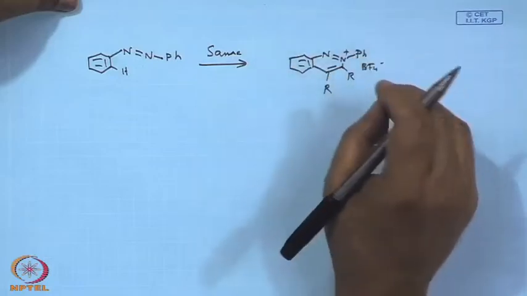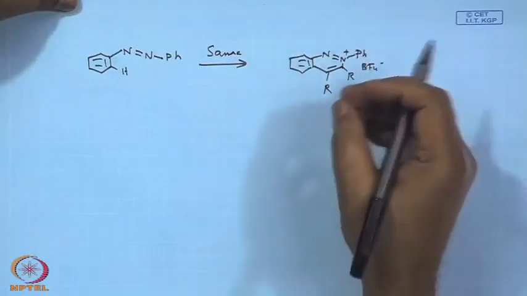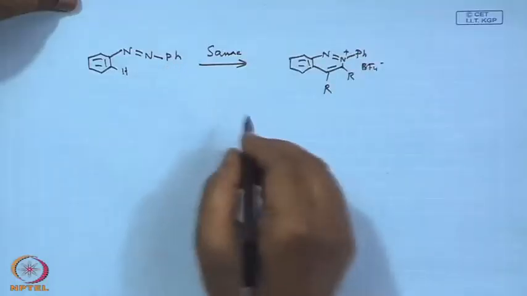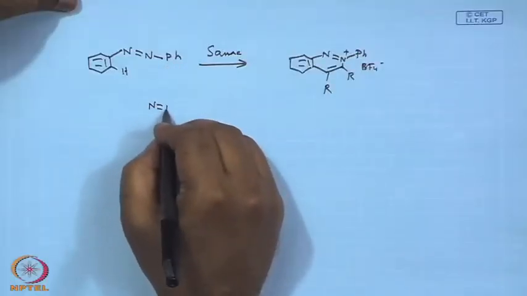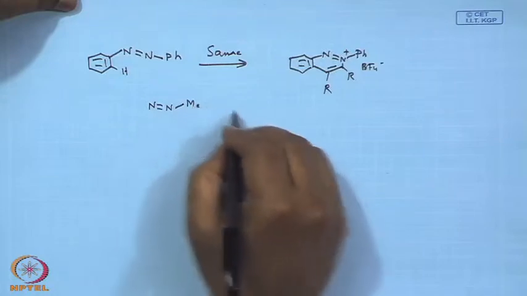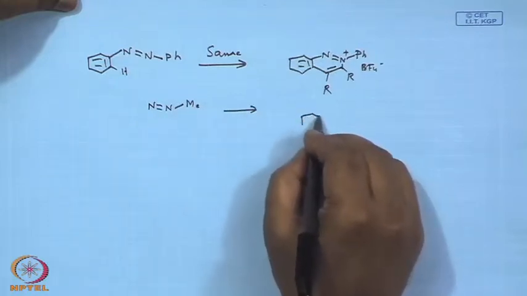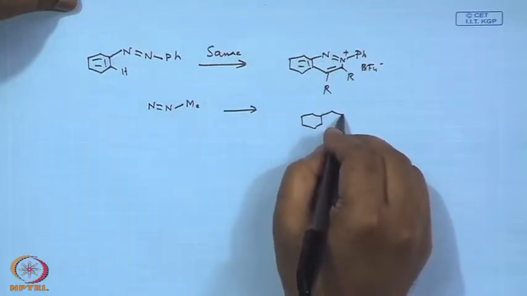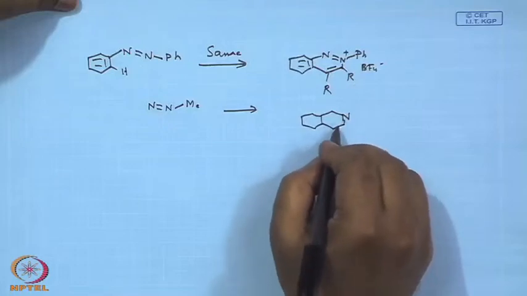So, this is a kind of test. It means the isoquinolinium salt is first formed, and then separately, in one case, if you have a very similar compound with a methyl here, then you will be getting the corresponding methyl salt, right.